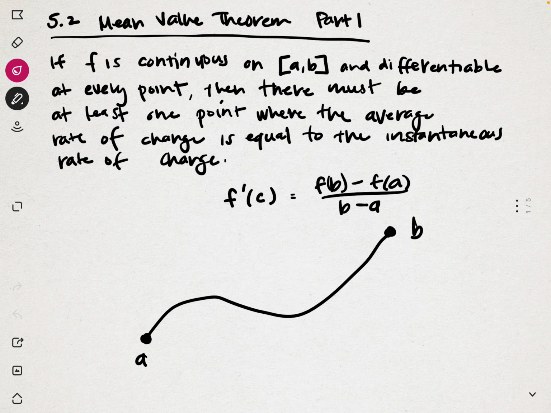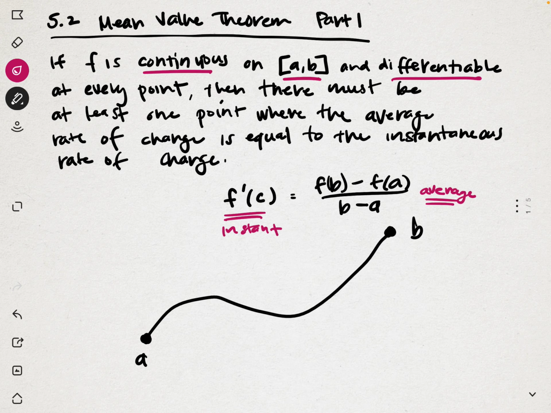What the mean value theorem says is that if f is continuous on the closed interval [a, b] and differentiable at every point, then there must be at least one point where the average rate of change is equal to the instantaneous rate of change. In formula form, this is the instantaneous, f prime of c, which is the tangent line. And this is the average, which is the secant line.